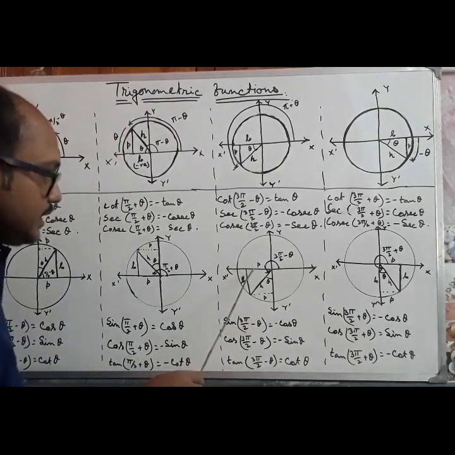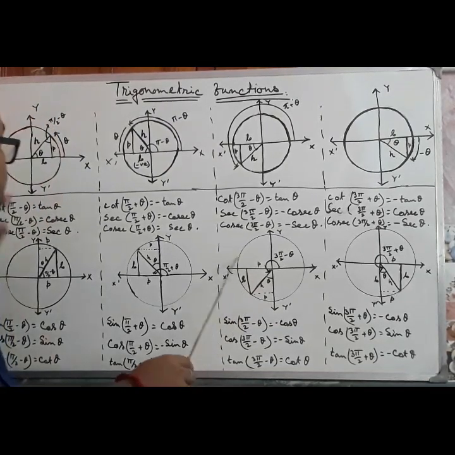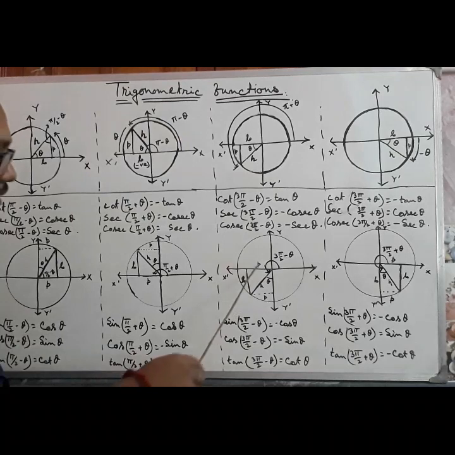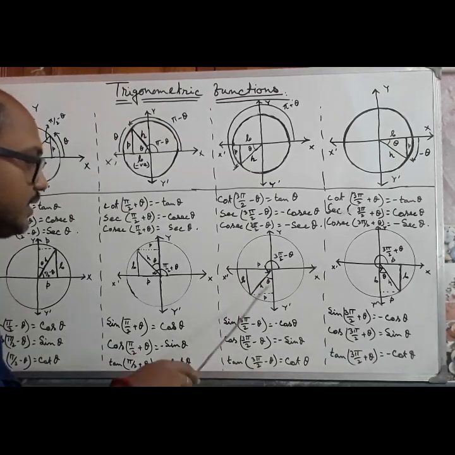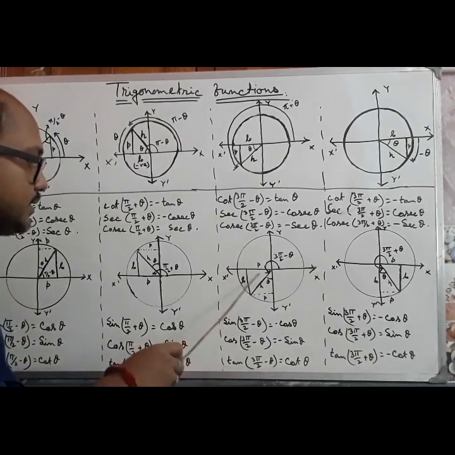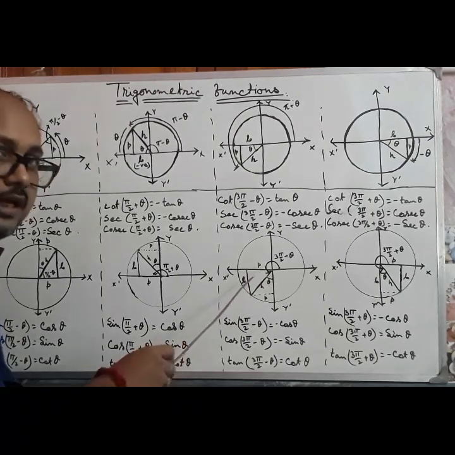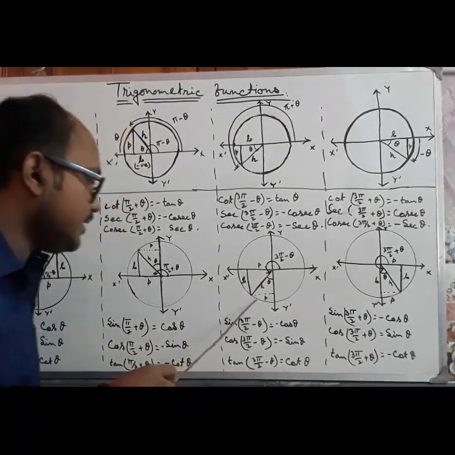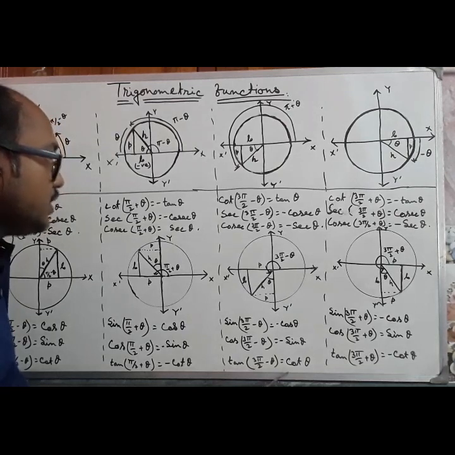Cos of 3 pi by 2 minus theta, that is base by hypotenuse, b by h, p is also negative here. So from this first triangle, that is minus sin theta. Tan of 3 pi by 2 minus theta, that is p by b, both are negative, so minus sign is eliminated, that is ultimately cot theta.